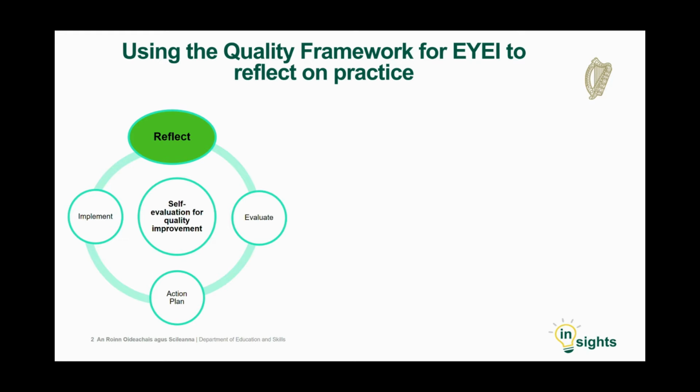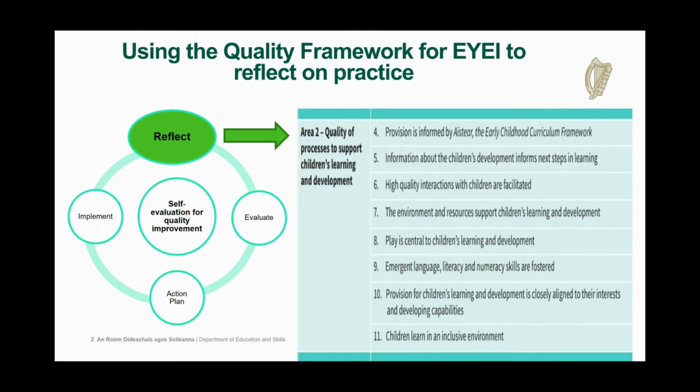The first step of the quality improvement cycle is to reflect, which involves deciding on an area of the quality framework to look at in more detail. To demonstrate the cycle in action, we have chosen to reflect on Area 2, which focuses on the quality of processes to support children's learning and development. We will consider some aspects of provision for play and demonstrate how the cycle for quality improvement and the EYEI quality framework can be used to enhance provision for play.